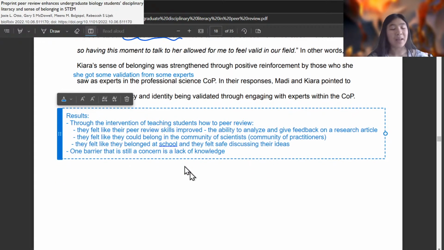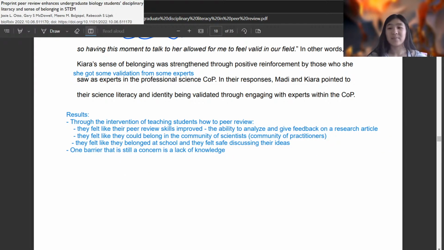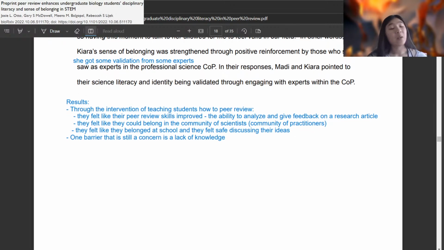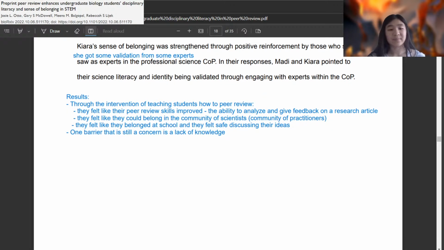Okay, but that is the end of the results section, and I will be reading the discussion section on Saturday. So the discussion section will basically be summarizing all of the results and then placing them in a greater context for how important peer review is for both undergraduates and the greater scientific community. So once again, I will be reading the discussion section on Saturday.